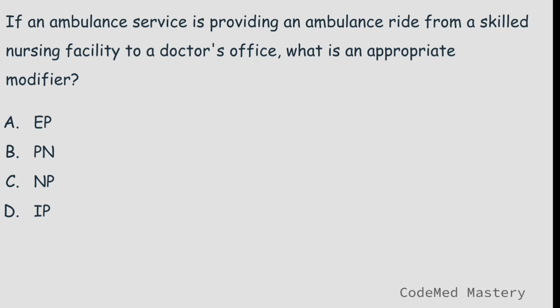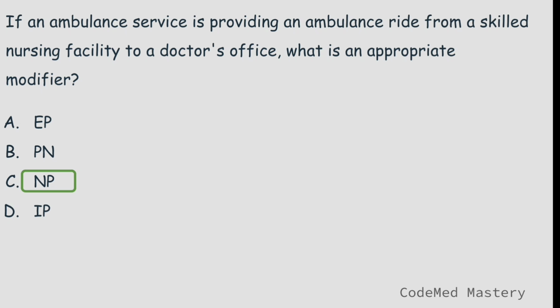Read the question. If an ambulance service is providing an ambulance ride from a skilled nursing facility to a doctor's office, what is an appropriate modifier? Option A EP, option B P, and option C NP, option D IP. The right answer is option C NP.